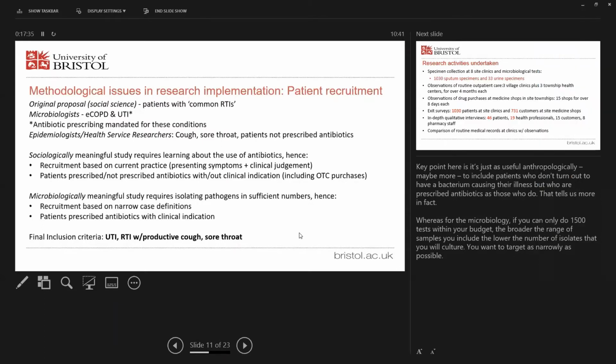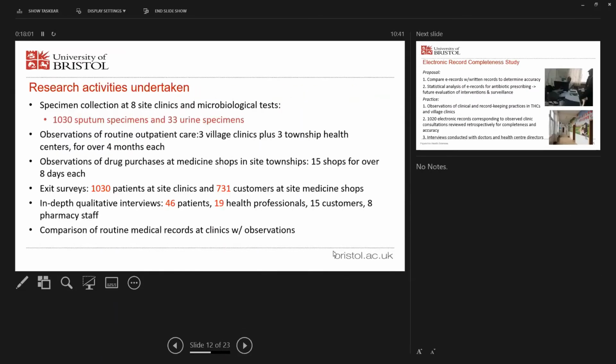So this is the kind of thing that you argue about a lot if you're trying to do an interdisciplinary study. And we had to make clear what these assumptions were underlying our judgments, and we came up with a final set of inclusion criteria of urinary tract infections, respiratory tract infections with productive cough and sore throat. We were then able to proceed to doing our study and collect a shed load of data, which I've just listed in this slide on our research activities.